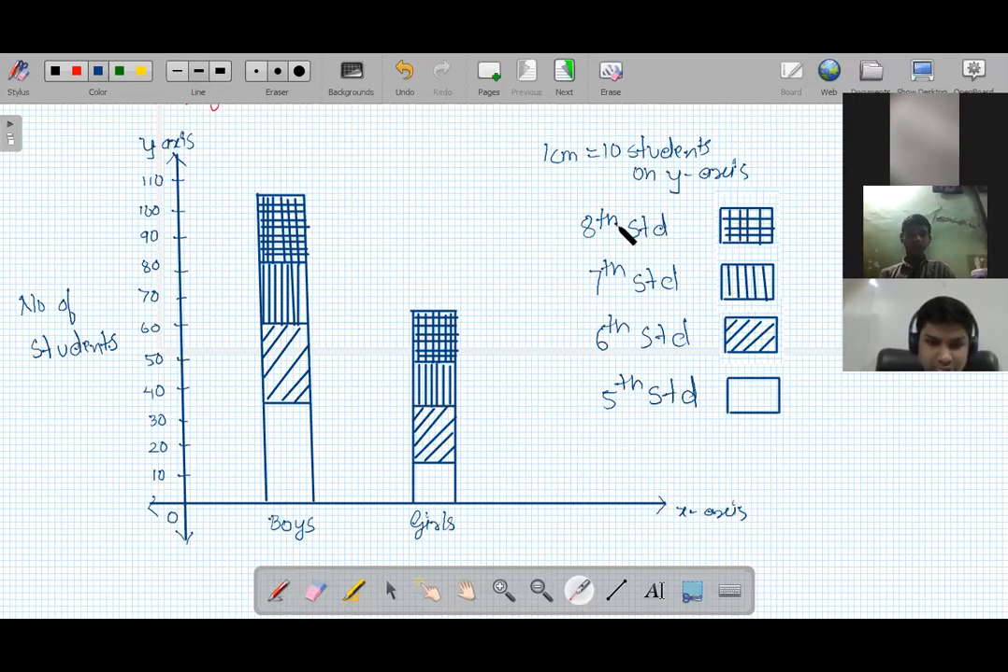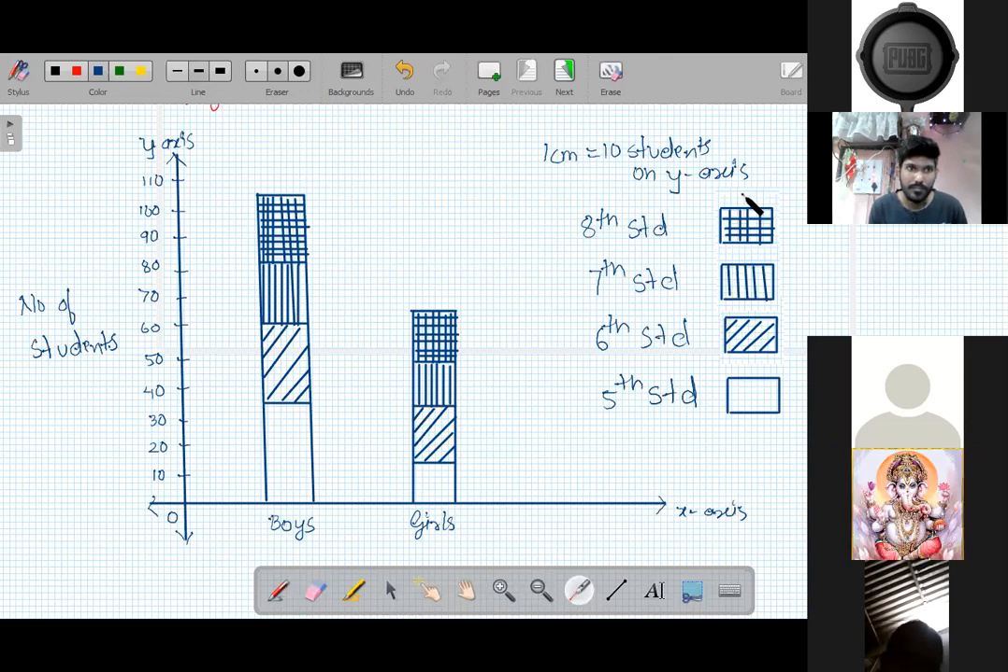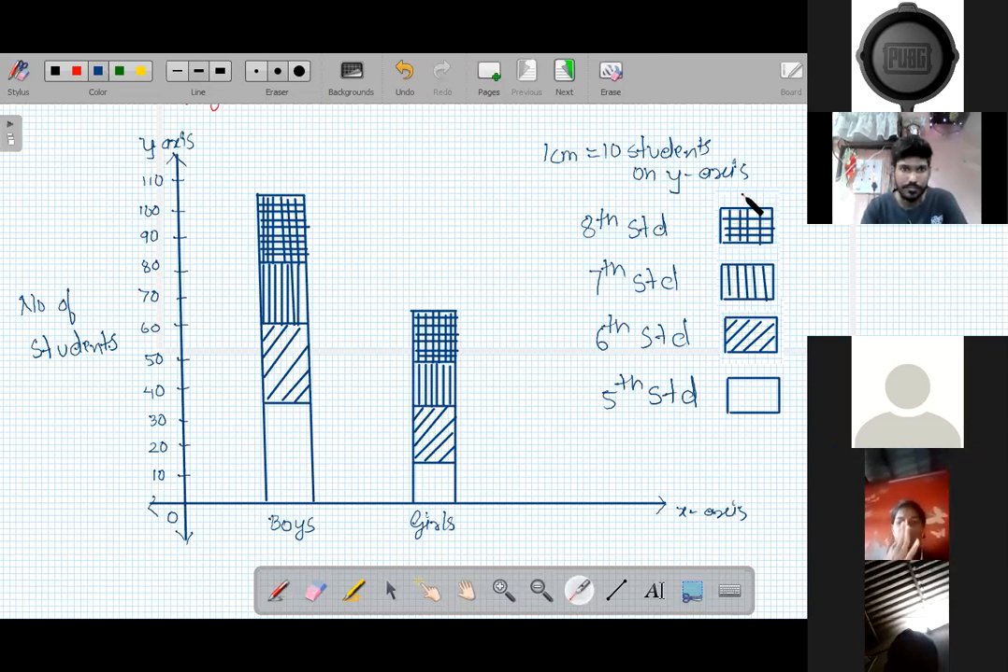Yes, sir. Sir, last time you had written here number of standards. Number of students, how standards? Last time you wrote standards. Sir, here where it says number of standards, it should be number of students. So change it, correct it. Change it and write number of students. It has to be number of students.